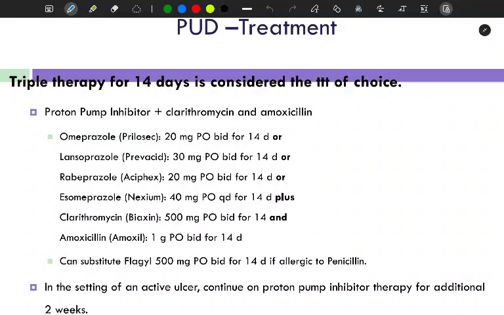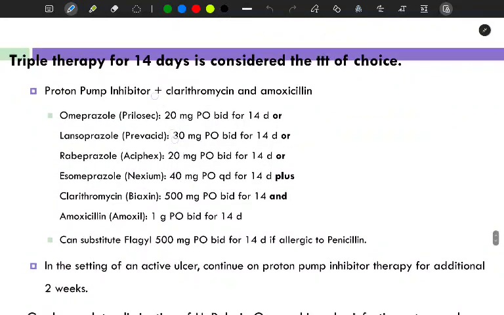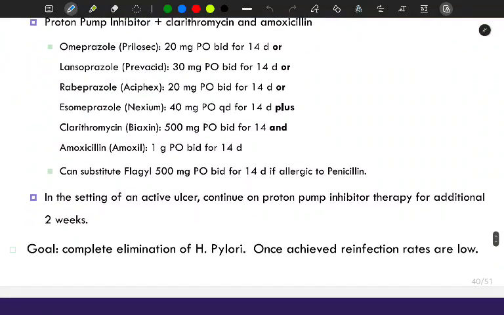This will be the slide that we should minimize. Okay. So we do it for 14 days, BID. Amoxicillin 1 gram by 2. Clarithromycin 500 milligram by 2. And one of these by 2 as well. And if there is bleeding, peptic ulcer and bleeding, the PPI should be continued for 8 weeks by 2. If there is no bleeding, you stop after 2 weeks, and you switch to once a day PPI for 4 weeks.